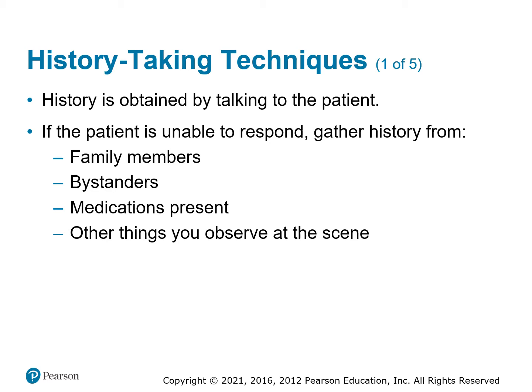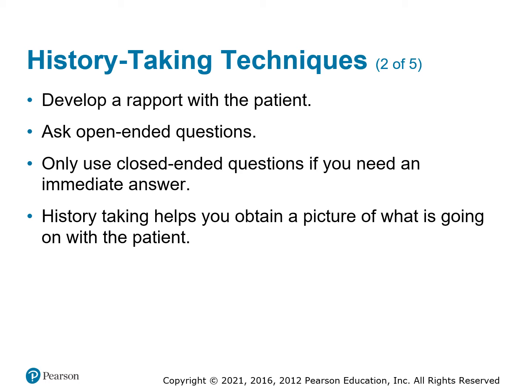We can also look at the medications the patient has sitting around their residence or on their person, or maybe a list of the medications. And then just our general observations of the scene. If you walk in and the first thing you see is the oxygen generator and O2 tubing going to your patient, there's a hint that they may have a respiratory problem. So we're looking at what may be going on around them to give us some ideas of how to focus our assessment taking.